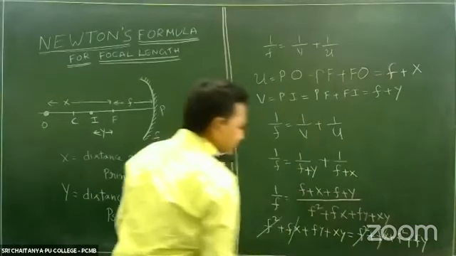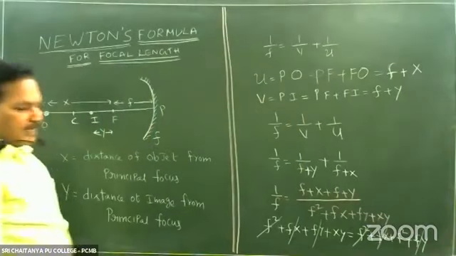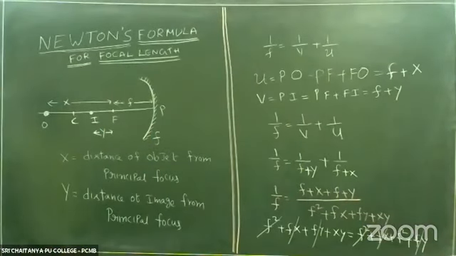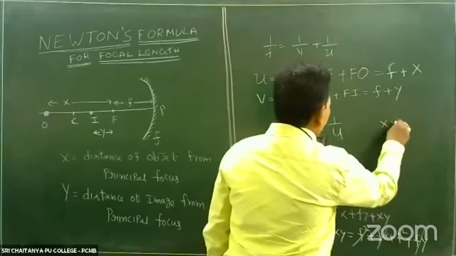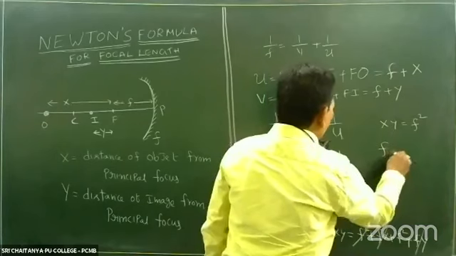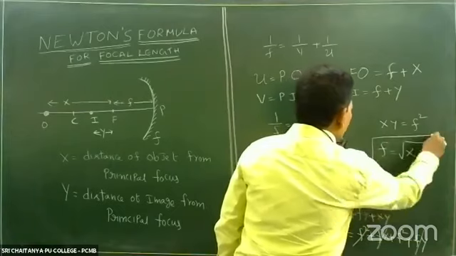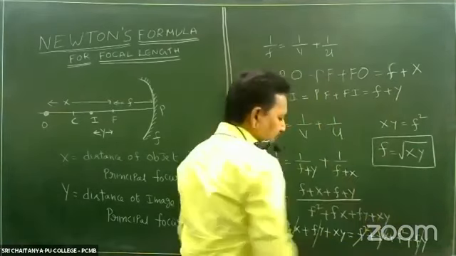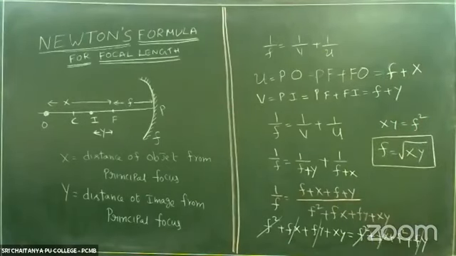Fx cancels. Fy cancels. Then what is left over on the left hand side? xy. What is left over on the right hand side? f square. Therefore, x into y is equal to f square. So f is equal to root x into y. This is Newton's formula for the focal length of the mirror.